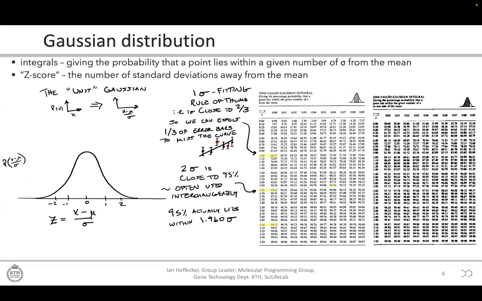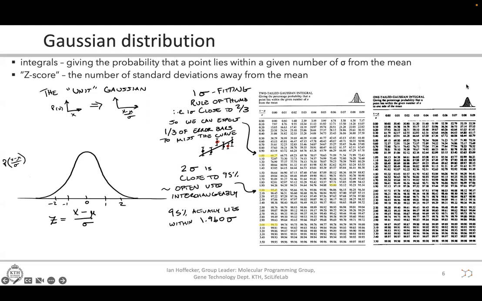So we might, instead of talking in terms of standard deviation, we might want to say this statement is true with 95% probability. And in that case, we would want to use 1.96 standard deviations as our benchmark there. And so this is for two-tailed integrals. In this case, these values correspond to the area occurring between these two tails here, and then the remainder, 5% in this case, is divided equally among the two tails.